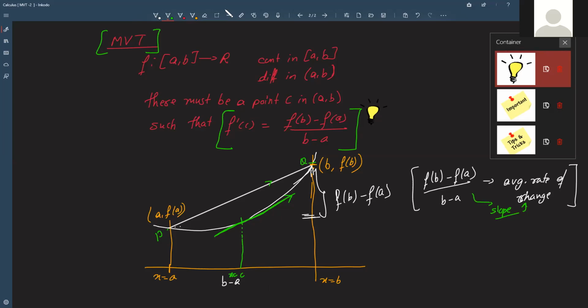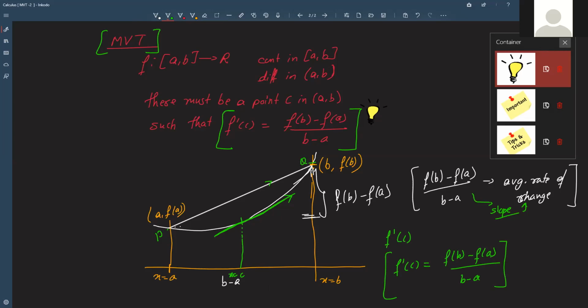So this is the slope of line PQ. In the same way, the slope of the green line at C will be nothing but f dash C. And these two have to be equal. So we say that f dash C is equal to f of B minus f of A divided by B minus A. This is what the mean value theorem is all about.